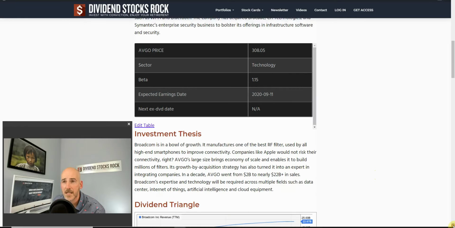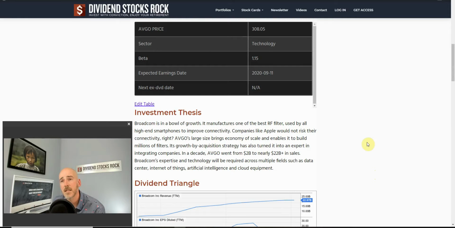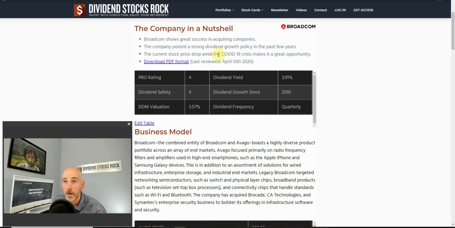Next section is the investment thesis. The investment thesis is basically all the good reasons to hold the stock or the bad reasons to sell it. Basically what we're doing here is telling you what we think about the company, what the growth vectors or the potential risks are, and if we like it or not. The investment thesis will likely be in line with our pro and dividend safety score right there.